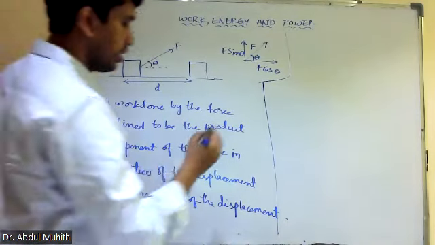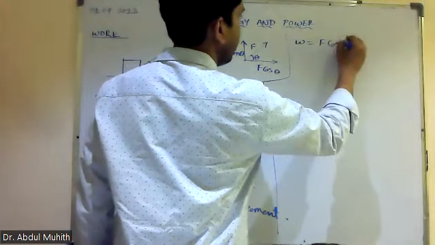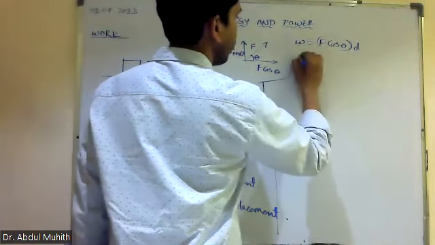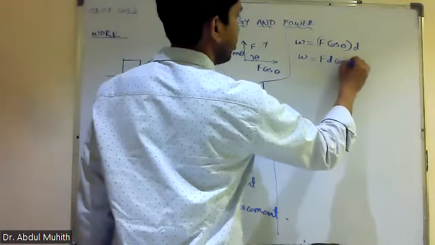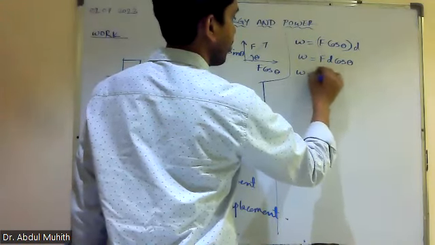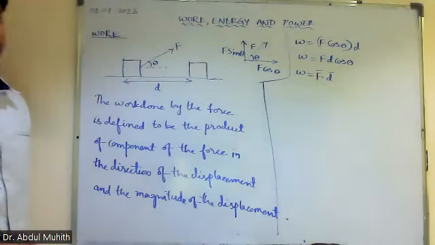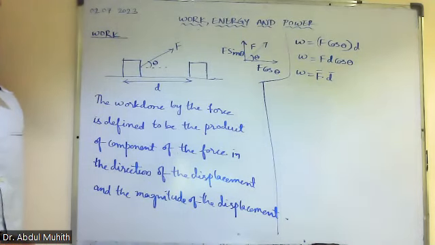So how do we write that? W equal to F cos theta into D. So that is equal to W equal to F d cos theta, which is also known as W equal to F dot D. That is dot product. Clear? F d cos theta, and then we write F dot D. Okay, a force into displacement. Is that clear? Work done is equal to force into displacement.